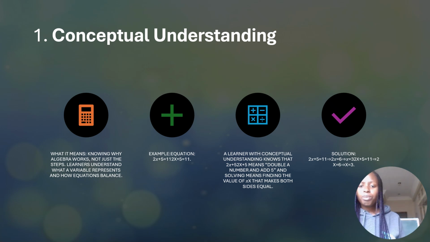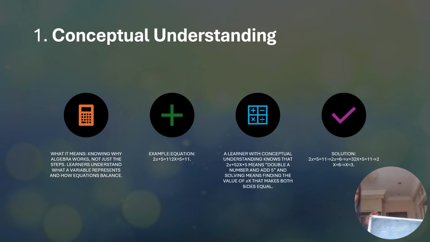So, for example, this equation says 2x plus 5 equals 15, right? But in order for us to find the value of x, we should first understand that 2x means 2 times some number. So the number that we are going to find here as x is multiplied by 2. That's one thing we should be able to understand.